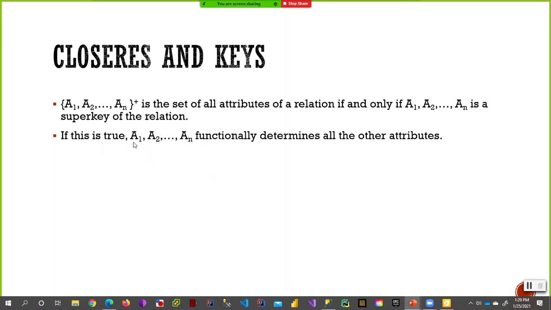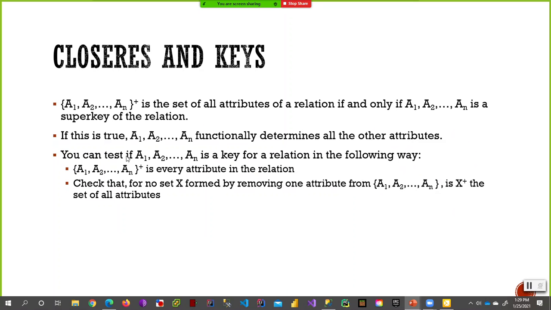What that means is, if this is true, then that means that this set that we have functionally determines all other attributes, which is the definition of a key, right? So you can test this by computing the closure, and if the closure of that set of attributes is all of the attributes of the relation, then that set of attributes is a key for the relation, right? Does that make sense?